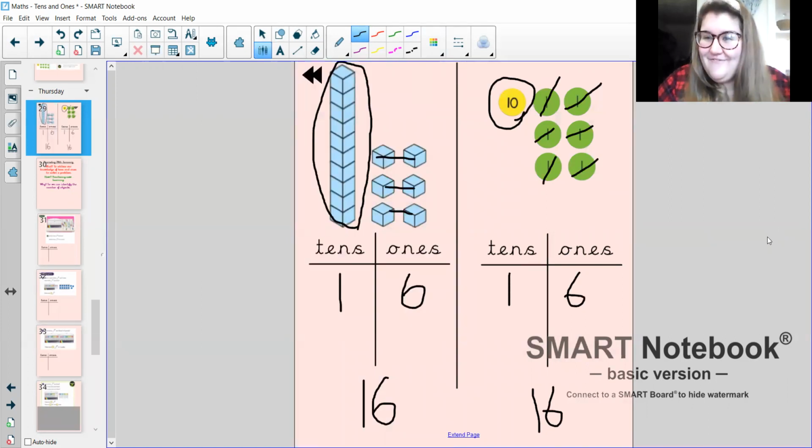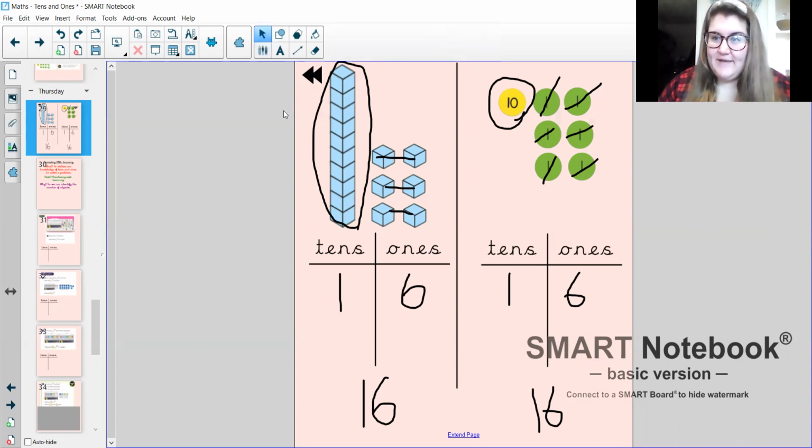So, I was trying to trick you then, and I said which one represents 16 when actually they both represented 16, didn't they? Because they were worth the same. So, now that our brains are warmed up and ready, let's look at what we are doing today.